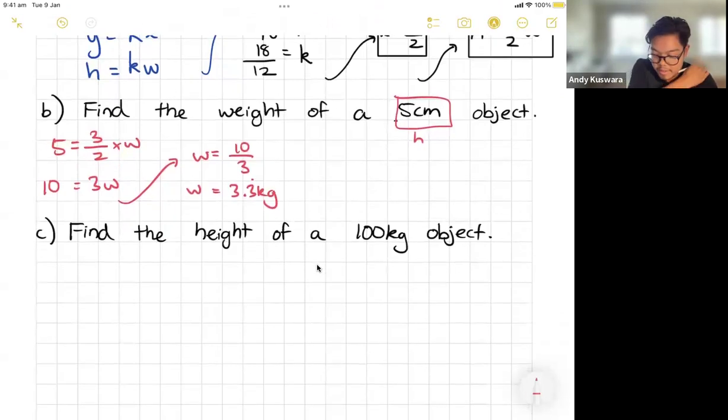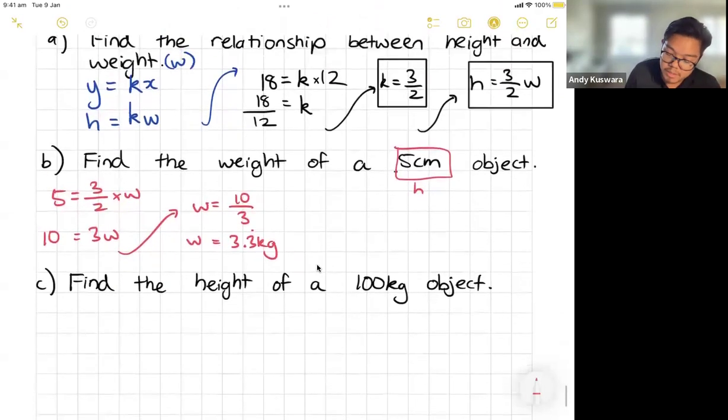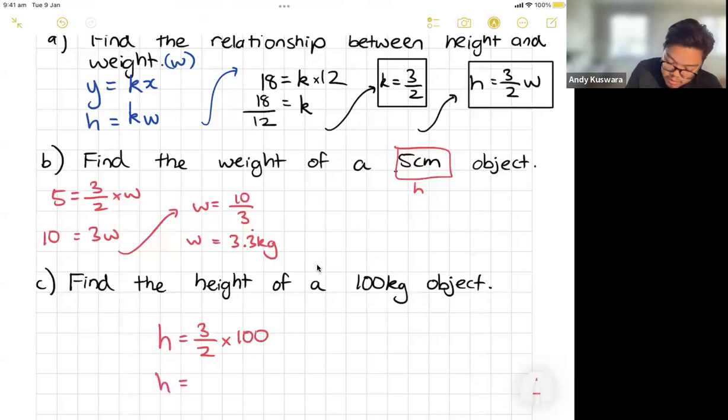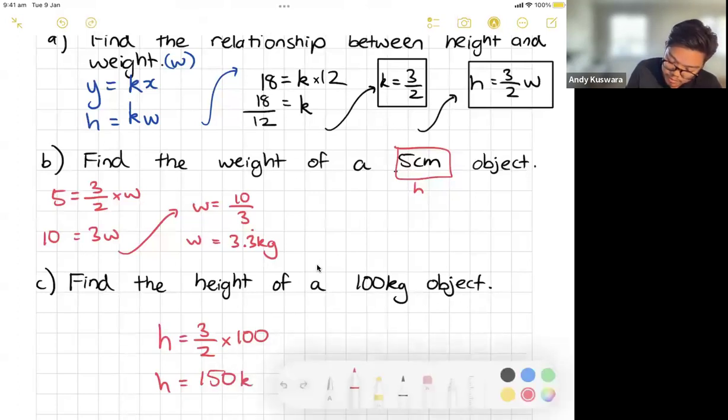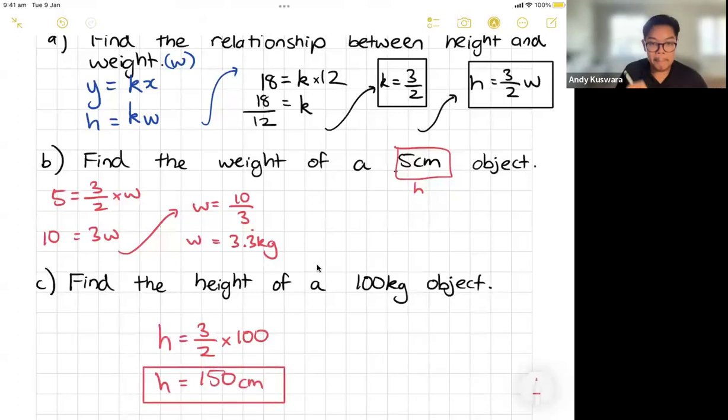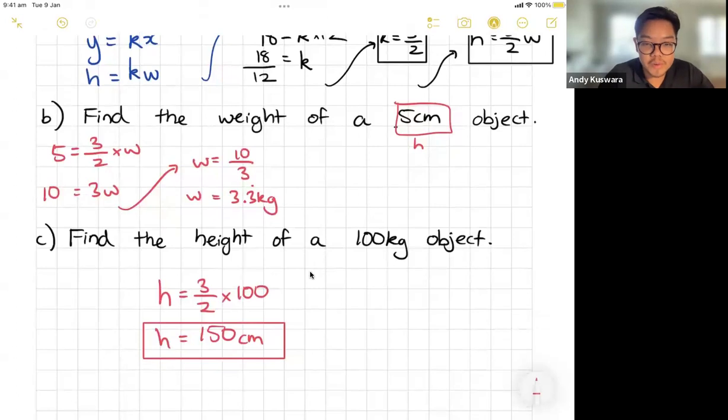The next one that we have here is find the height of a 100 kilo object. This one here will actually be the easier one. The height, I don't know, but I know it's going to be directly related to its weight. So in this case, instead of timesing it by W, I'm going to times it by the actual weight, which is 100. And this is going to give us a nice clean 150 centimeters, because the height was in centimeters. Okay, and that there is an example of direct proportion.